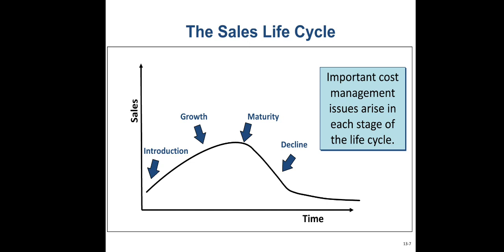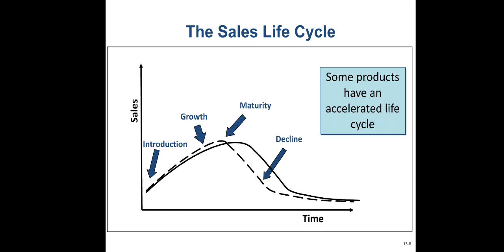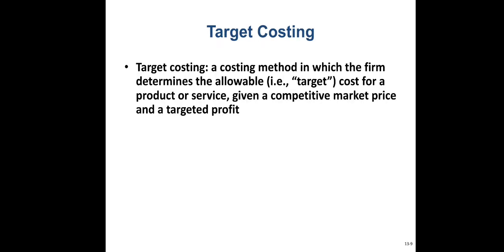So some products have an accelerated life cycle. Some product, the cycle is very fast. It grow very fast, mature very fast, and exit the market very fast. Some products, it takes long for the product to grow and mature and exit the market. So depends on the product.